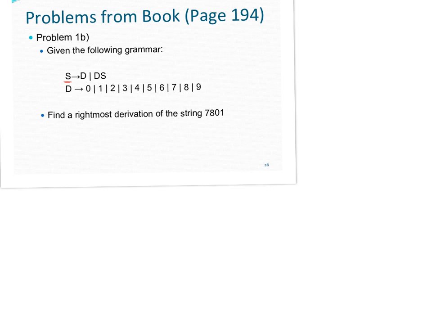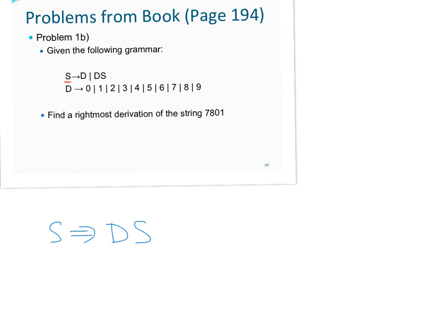And let's do this. We want a rightmost derivation of the string 7801. If you just inspect this grammar, if you use your wits and look at it, what are our choices for S? S can go to a single digit, right? This is kind of the last step, whatever we do. Or it can go to a digit followed by S, right? And since we want 4 digits in our number, it looks like our first step is going to be S goes to DS.